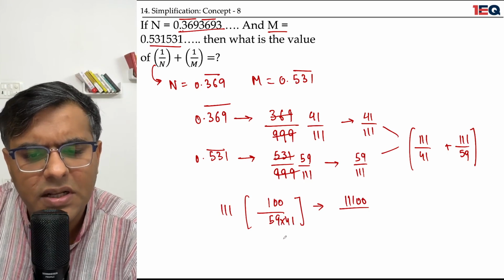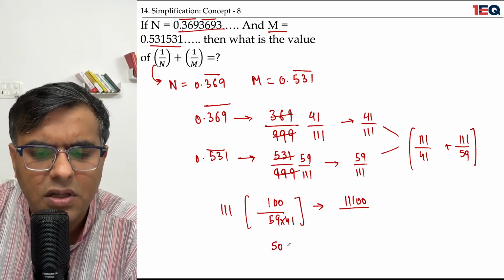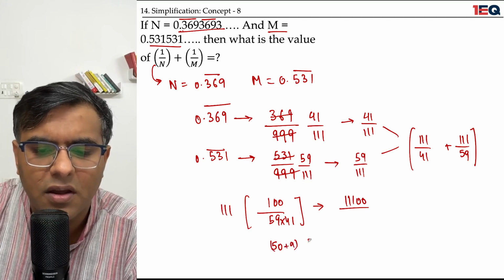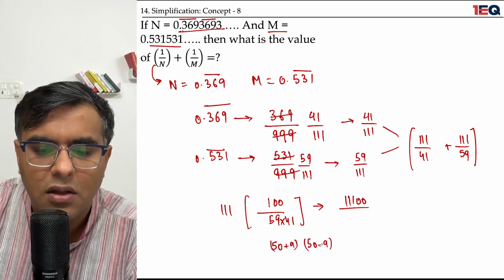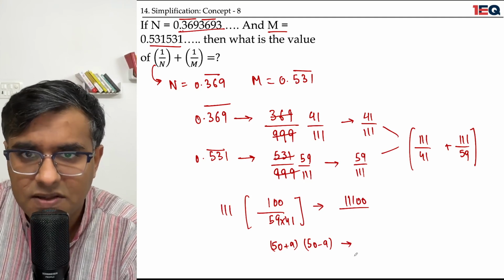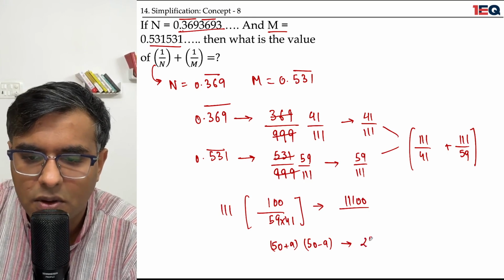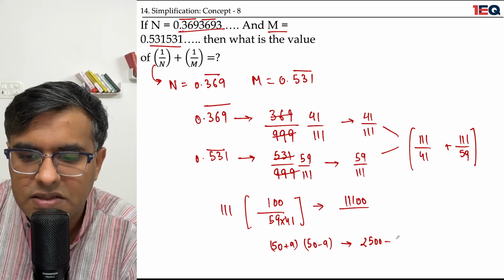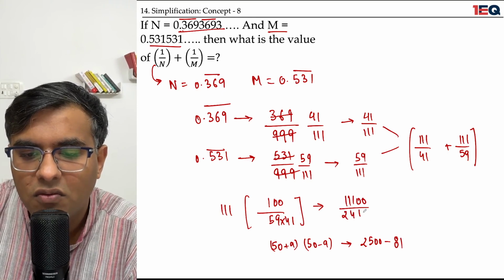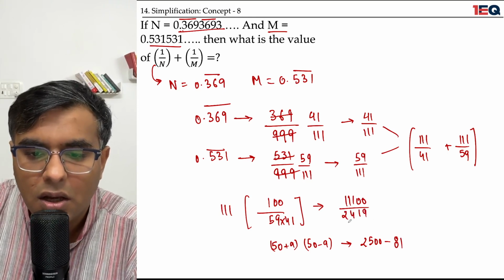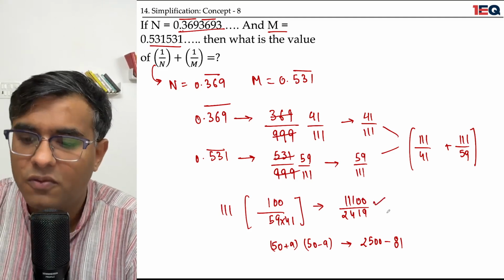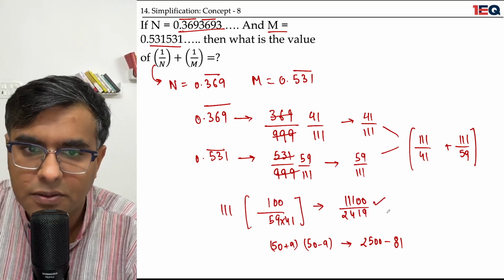59 into 41 can be written as 50 plus 9 multiplied by 50 minus 9, which can be written as a square minus b square. a plus b, a minus b is equal to a square minus b square. So that is equal to 2500 minus 9 nines are 81. This would give me 2419 as my answer in the denominator. So 11100 upon 2419 is my final answer.